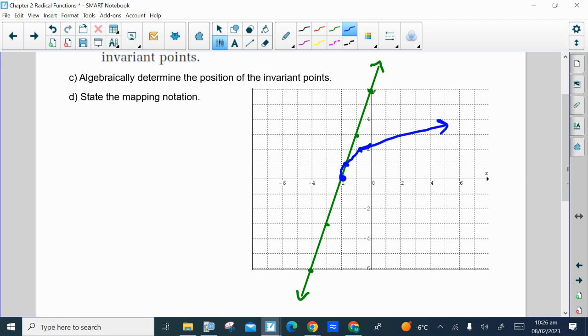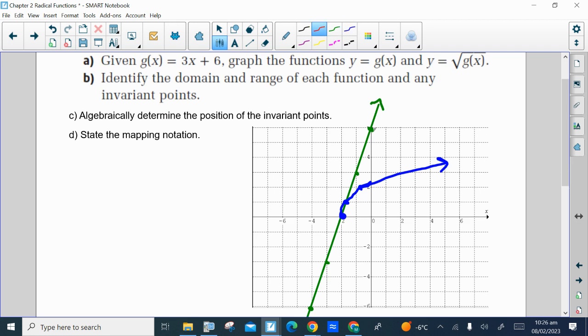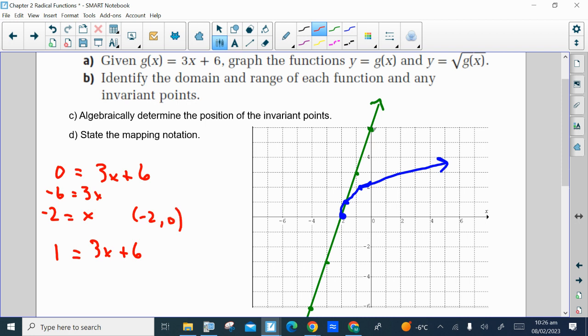We can algebraically determine where those invariant points are by finding on the original equation where y equals 0 and where y equals 1. So if you subtract the 6 from both sides and divide by 3, you'll get x equals negative 2. This is where y equals 0. So the point negative 2 comma 0 is invariant, which we have on our graph. That's where we started it.